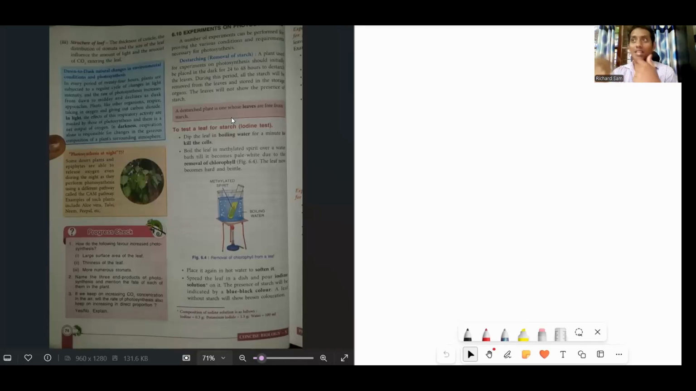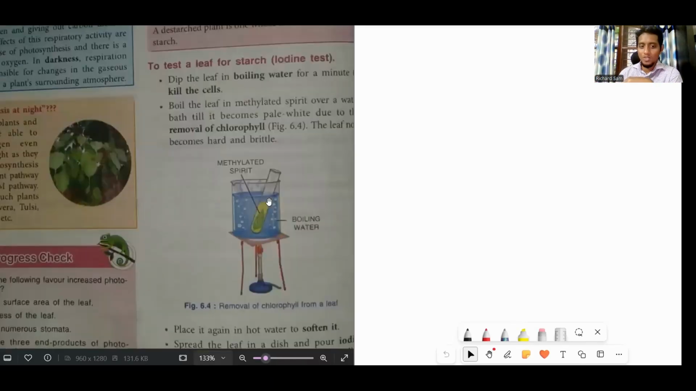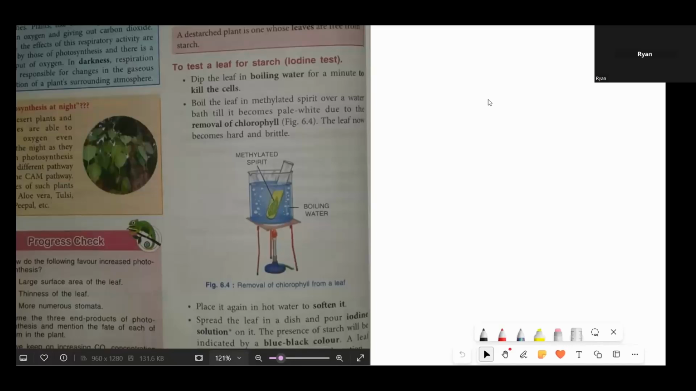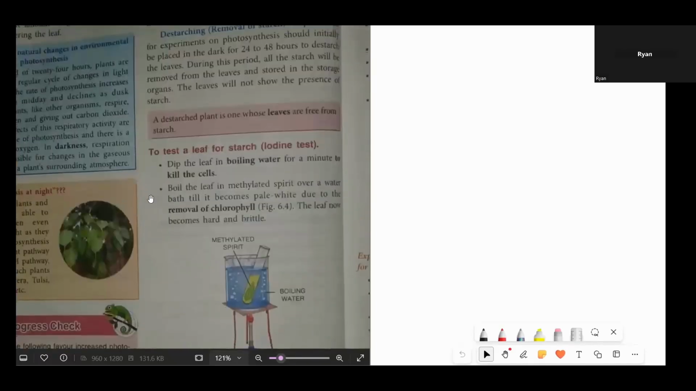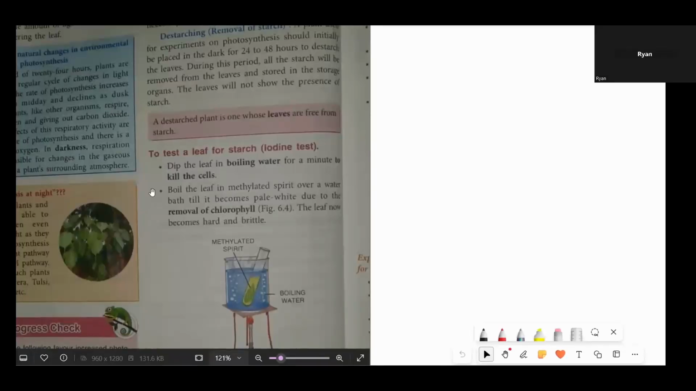Okay. How do you kill a leaf? Boil it. Once you boil it, how do you remove the chlorophyll? This one, dipping it in methylated spirit and putting it in a water bath. Okay, so what we were saying, how do you destarch a leaf? Keeping it in a dark room.